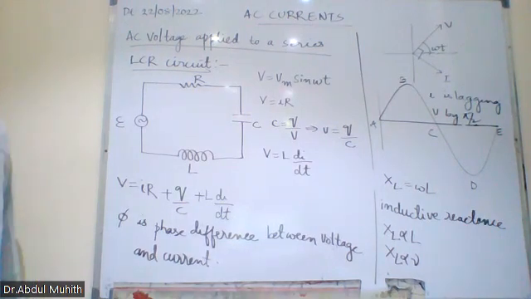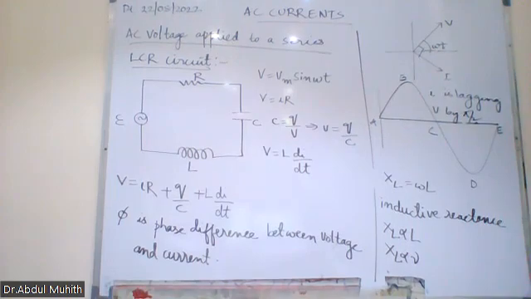VL is the voltage across the inductor. I'll write all the terms one by one.